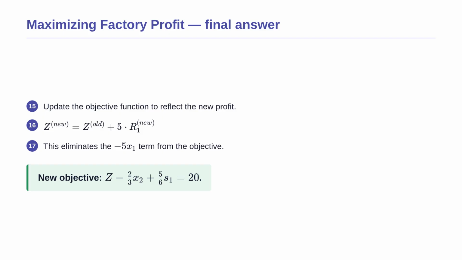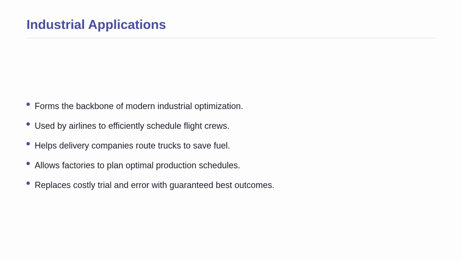Notice there is still a negative 2/3 coefficient for x2. This means the process is not finished. And in a full solution, we would repeat these steps choosing x2 as the new entering variable until all coefficients are positive. Now that we have seen the math, why does this matter?